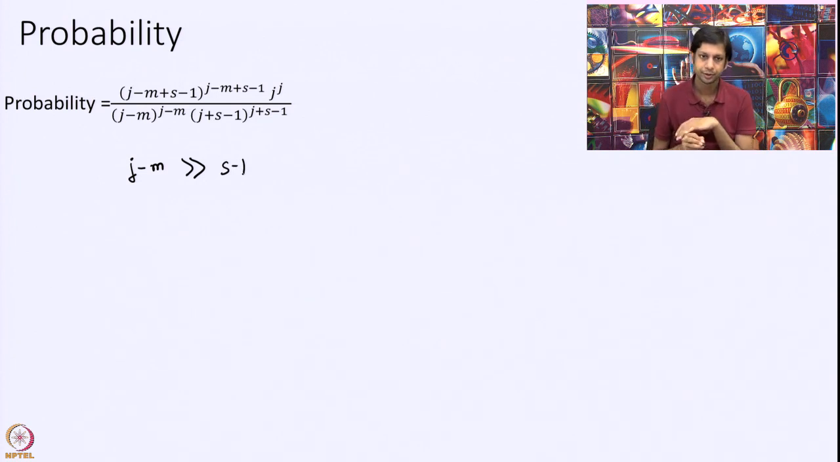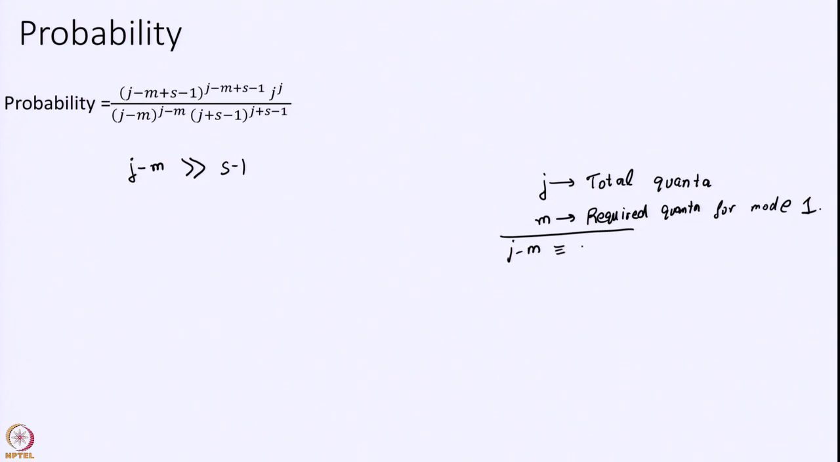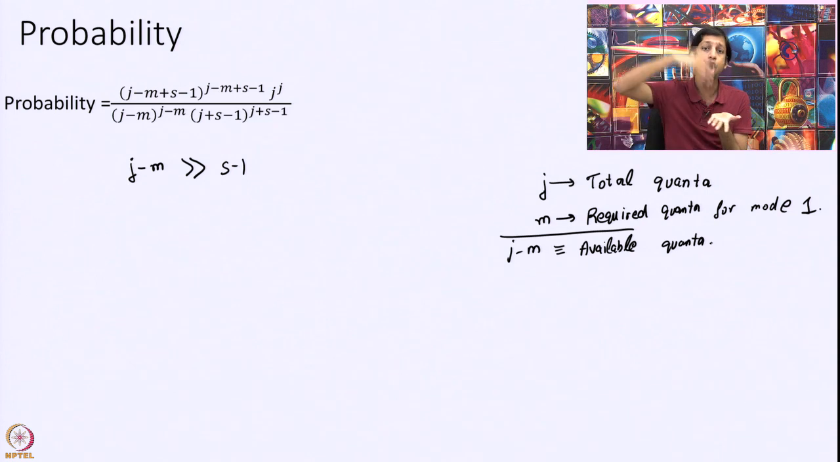Okay. This assumption essentially tells what is j and m. Let us remind ourselves. J represents total number of quanta. M represents required quanta for mode 1. So, this difference is available quanta basically. So, m is the necessary quanta.